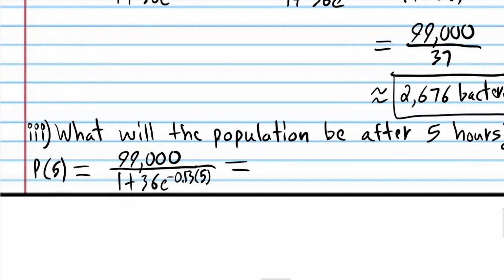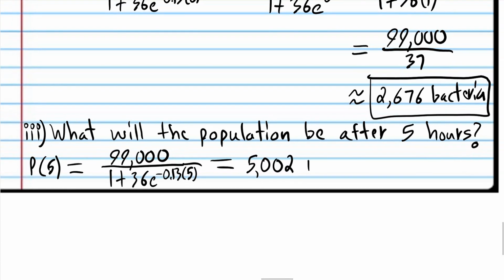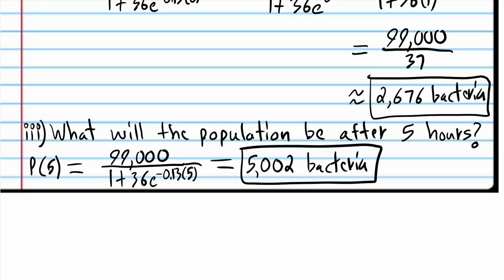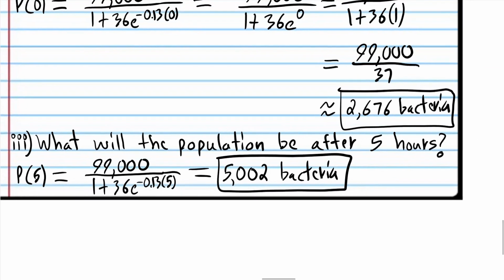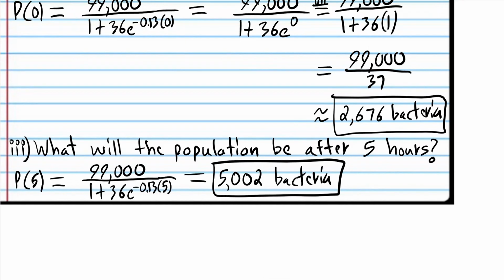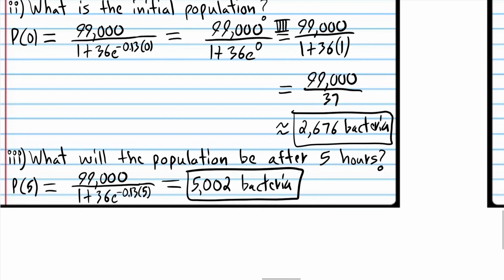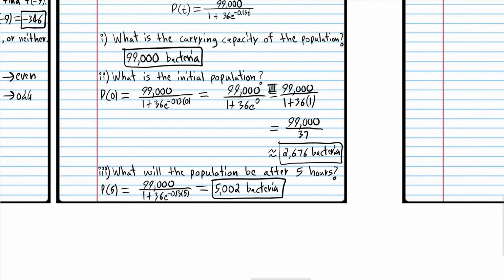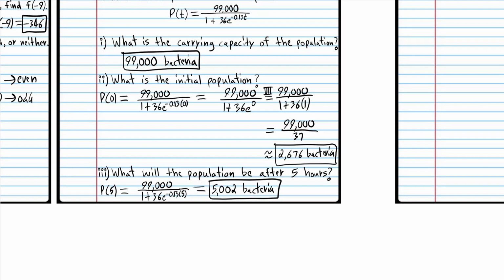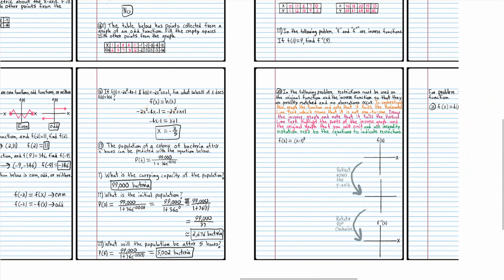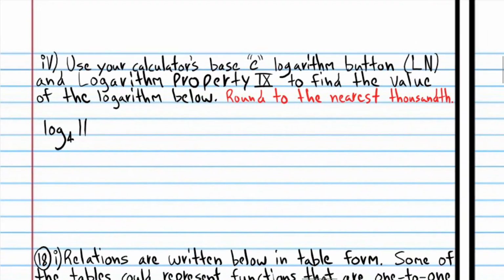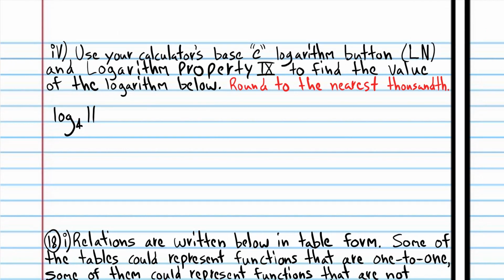Okay, so we get 5,002 if we round to the nearest bacteria. So 5,002 bacteria. Again, it doesn't say what to round off to, but it's obvious that we can't have a fraction of a bacteria, so we can just round up. Okay, if you got that right, excellent. I think we have one more part to this problem. Try part 4. When you come back, we'll do it together.